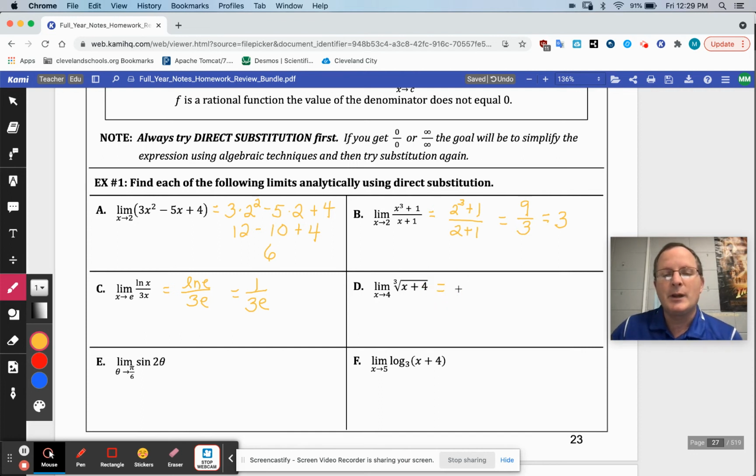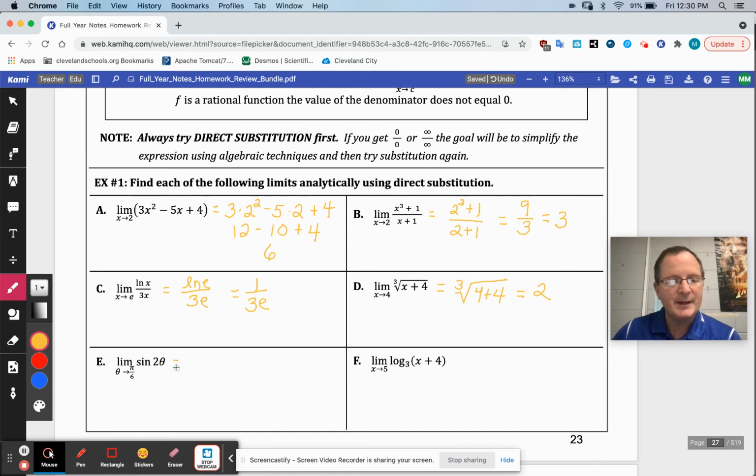All right, so here we go. This almost feels like it's not even calculus, right? So the cube root of 4 plus 4. It's kind of insulting, especially after those other examples we had that were so hard. So the cube root of 8. There we go.